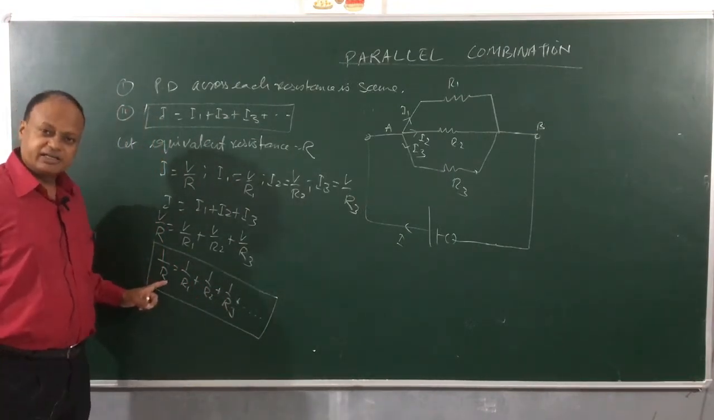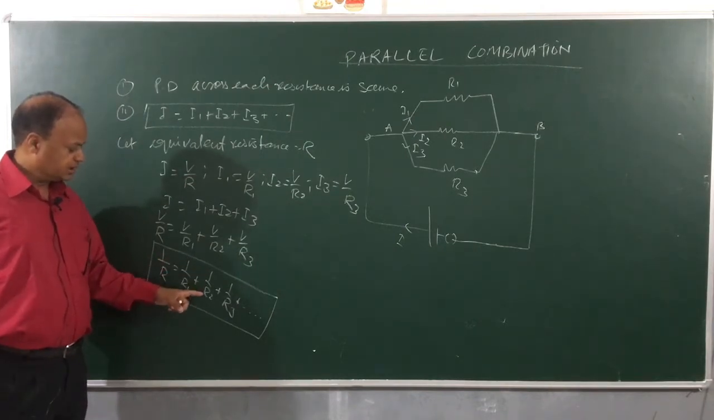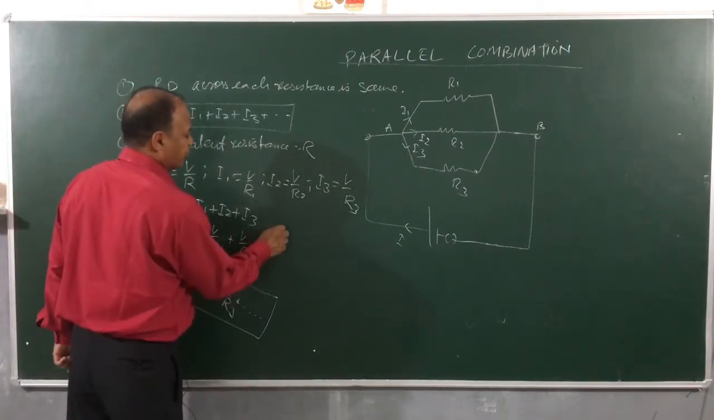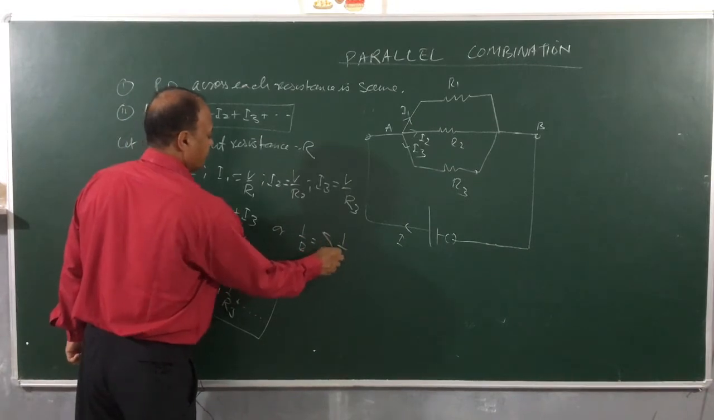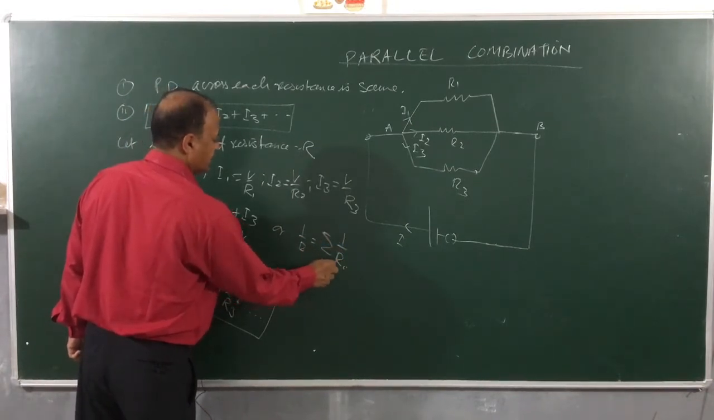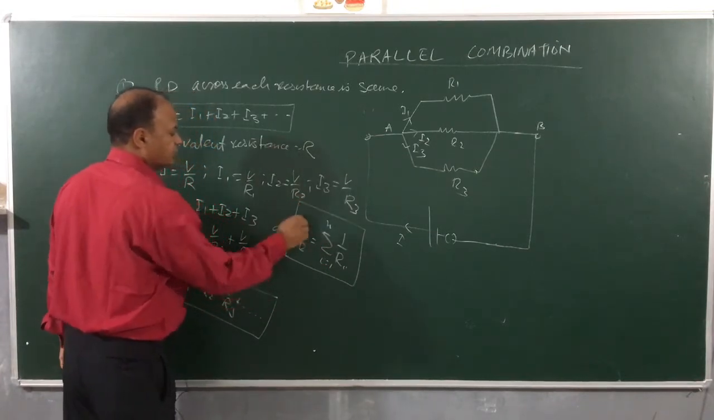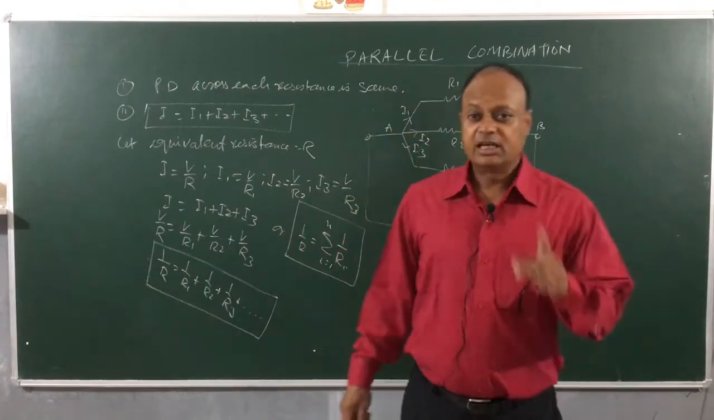Reciprocal of the equivalent resistance is equal to sum of reciprocals of individual resistances, or if I use sigma notation, I can write 1 by R is equal to sigma 1 by Ri, i from 1 to n. So, here is the formula that you got for equivalent resistance.